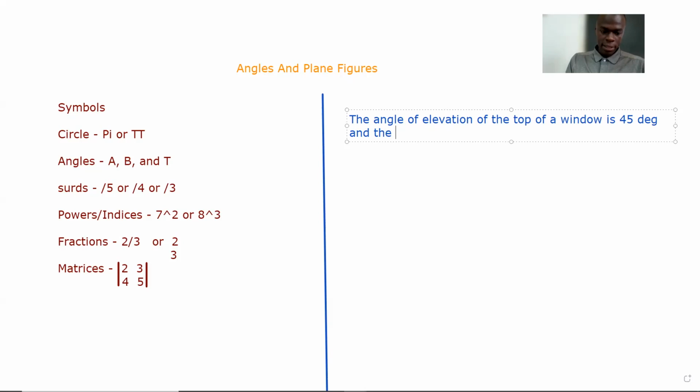and the angle of elevation of the top is 45, and of the bottom of the window is 35 degrees. So that can be a question. Now, the angle of elevation of the top of a window is 45 degrees, and the bottom of a window is 35 degrees.